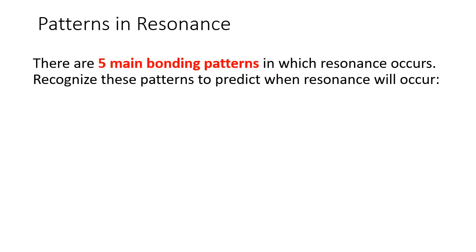You're going to want to be familiar with looking at different patterns in resonance, so we'll break all of them down and look at them separately first. There are 5 main patterns that you'll see for drawing curvy arrows and moving from one resonance contributor to another.